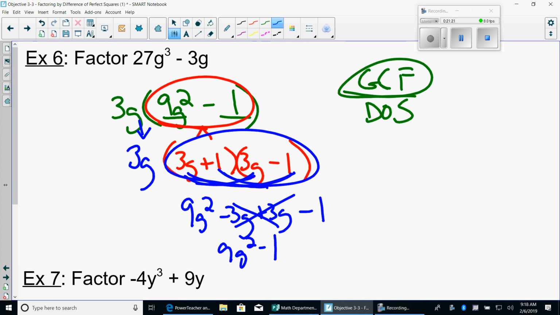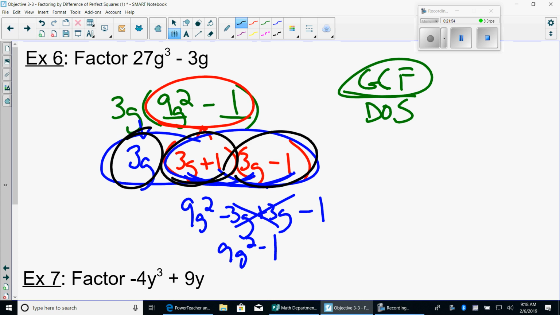So I always think of the GCF like your little brother or sister. So right now, we're going to just say, go on. We're not going to pay attention to you while we do this part. But at the end of the day, they better come down and they better be included in your answer. So here's my question. If this were a test and it said, choose all the factors, what's one factor? 3g is a factor. They are important. What's another factor? 3g plus 1. What's another factor? 3g minus 1. And you got to have all three factors.